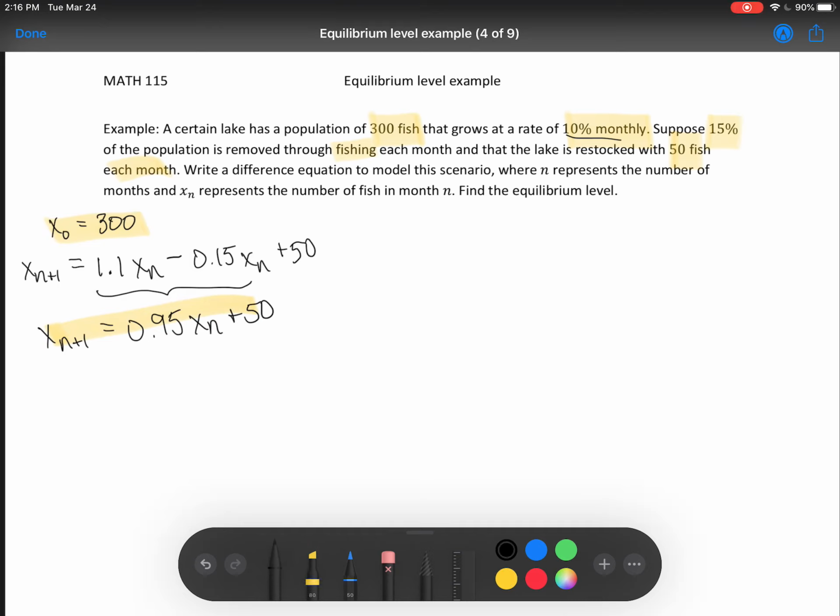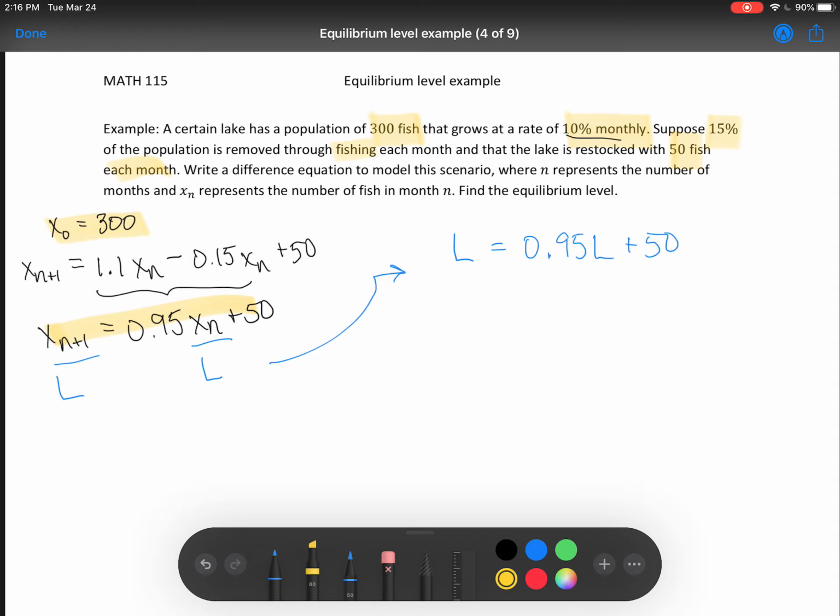All right, now the equilibrium level is when we think that in the long term, the xn and the xn plus 1 are going to be the same level. So in other words, the population of fish remains constant from one month to the next. So we take these both and we replace them with L in the equation. So I'll do that over here. So we write L is equal to 0.95 L plus 50.